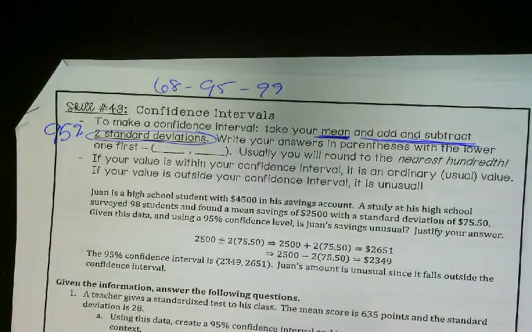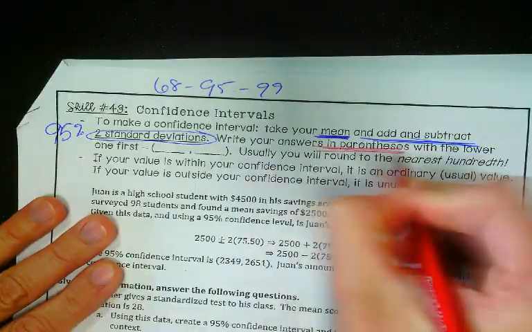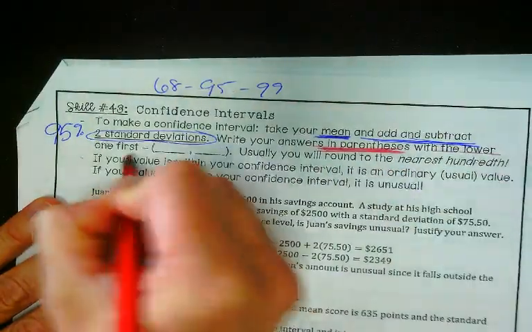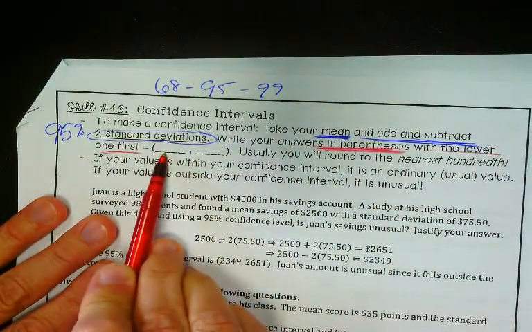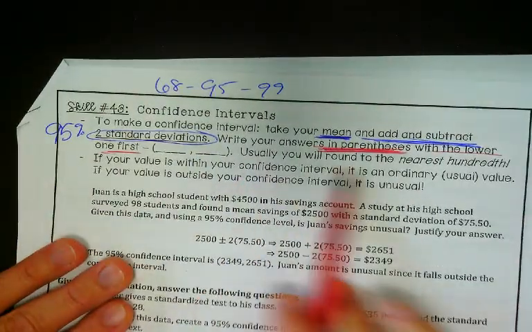Yeah, so you really wouldn't go out 4. 3 is as close as you're going to get. All right, here's the important part. Write your answer in parentheses with the lower one first. So it's going to go lower number, comma, upper number in parentheses. Usually you round to the nearest hundredth.